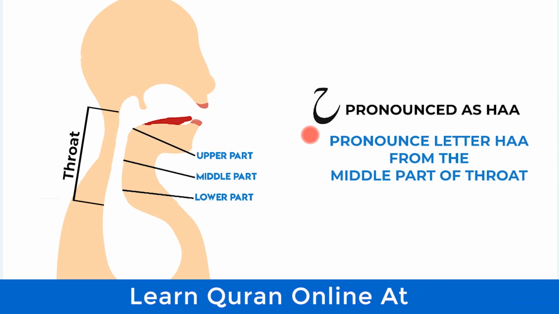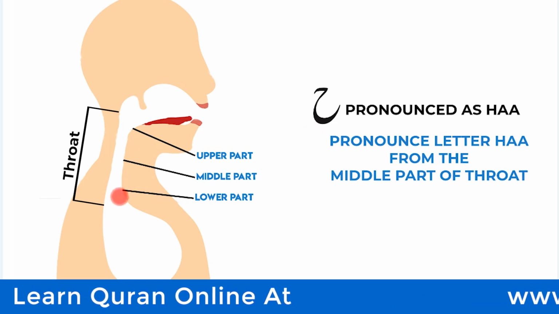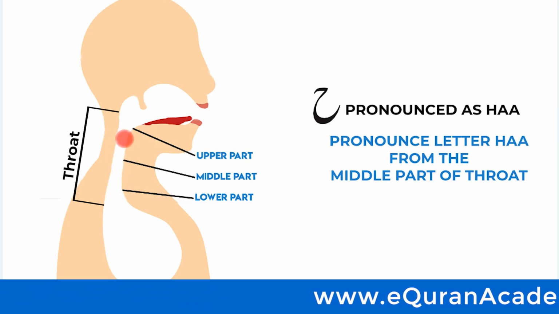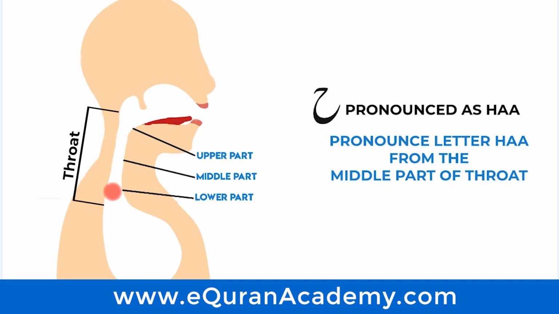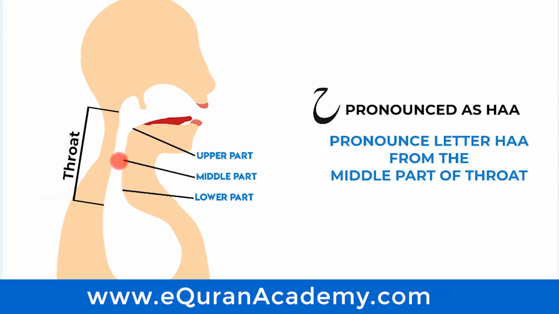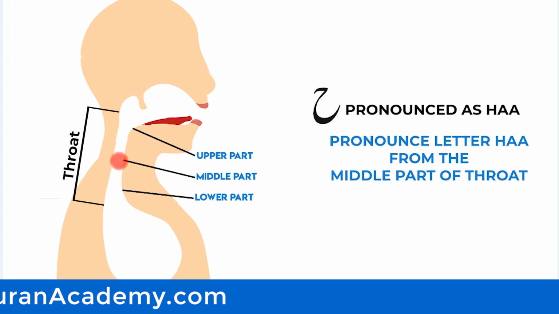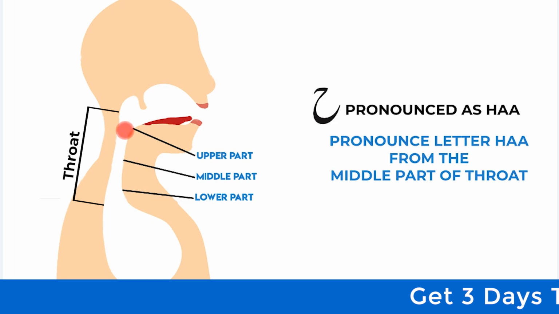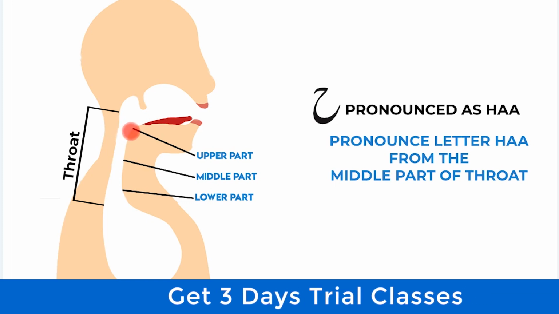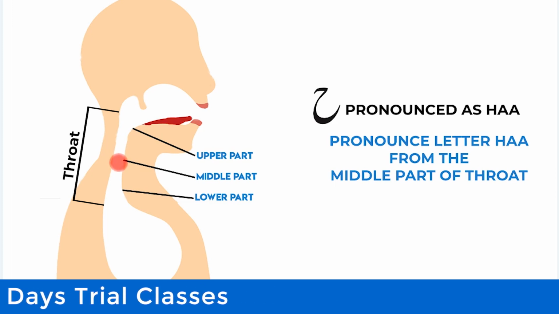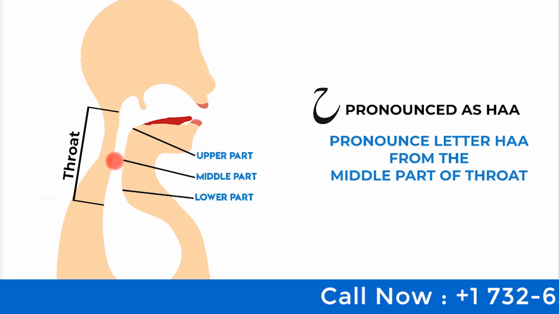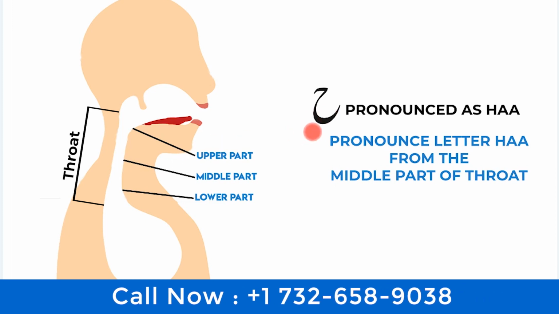Ha is pronounced from throat. This is the farthest part of the throat. This is the middle part of the throat. And this is the upper part of the throat. Ha is pronounced from the middle part of the throat. Please read Ha with clear and soft sound.